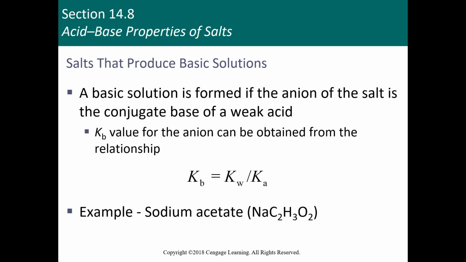So a basic solution will be formed if the anion of the salt is the conjugate base of a weak acid. So if it's something like acetate, okay, acetate is the conjugate base of acetic acid. So sodium acetate would give you a basic solution. The Kb value for the anion can actually be obtained from this relationship right here.